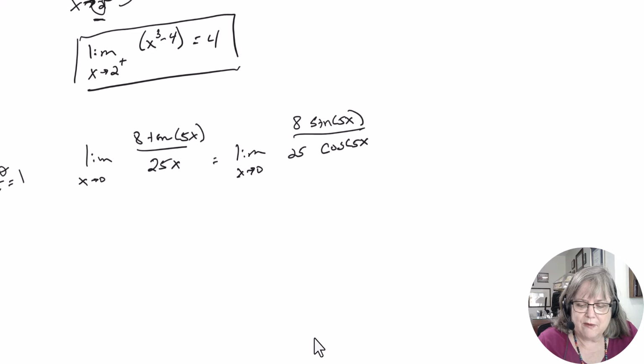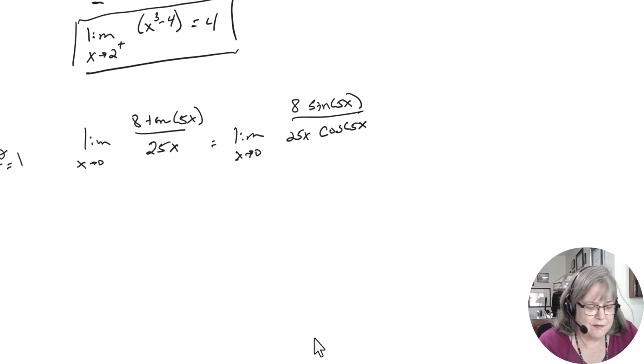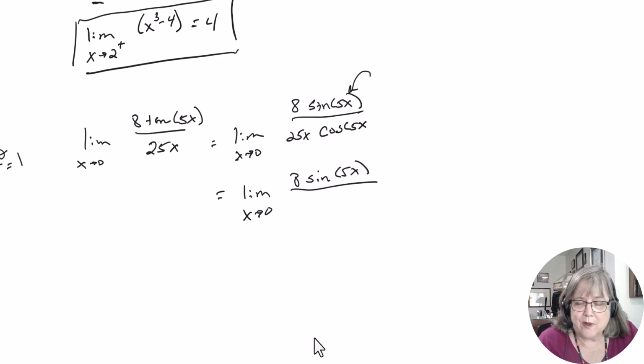And I have this 25x. Okay? Now, here's the limit as x goes to 0. If this is 5x, I need 5x on the bottom. I don't need 25x. But would you be willing to say that 8 sine 5x over 25x is the same thing as 5 times 5x cosine 5x?